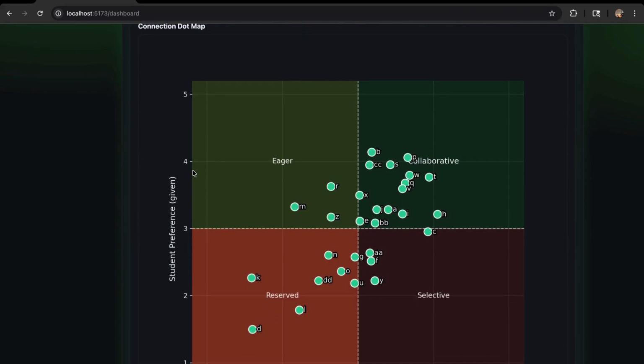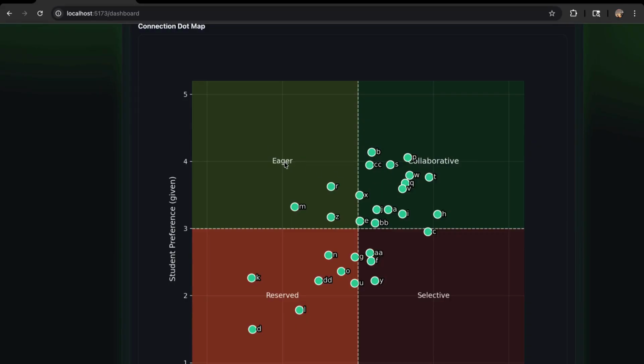Once students respond, Snapshot creates three visual metrics. The first is the sociability graph, which shows each student's social orientation on a 4-quadrant chart. You'll notice 4 types of student. Collaborative, students who interact often and are recognized by peers for doing so.